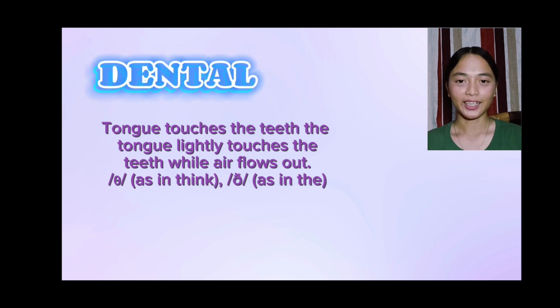Third is dental. The tongue touches the teeth. It is the tip of the tongue and the upper teeth that are involved. The tongue lightly touches the teeth while air flows out. For example, the sound in the words think and the.